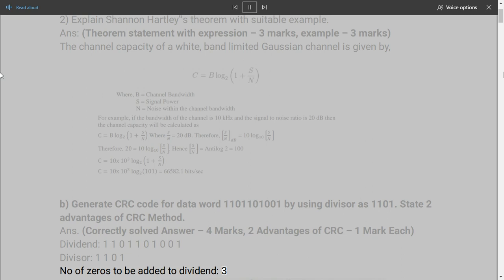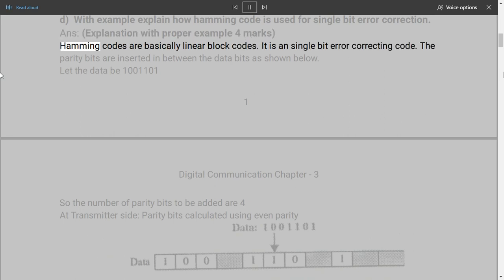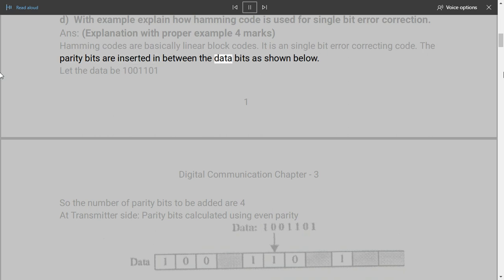D. With example explain how Hamming code is used for single-bit error correction. ANS: explanation with proper example, 4 marks. Hamming codes are basically linear block codes. It is a single-bit error correcting code. The parity bits are inserted in between the data bits as shown below. Let the data be 1001101.